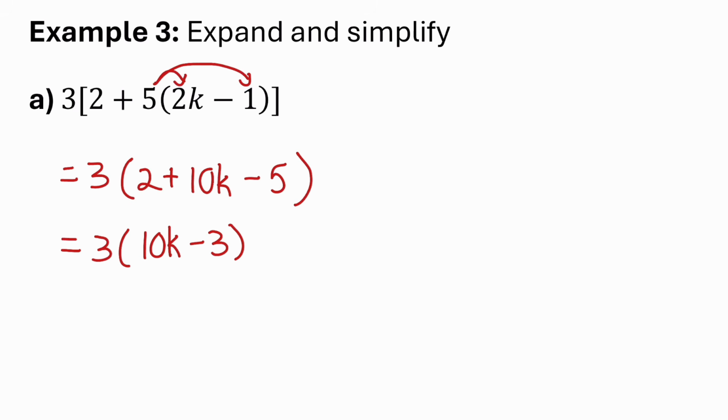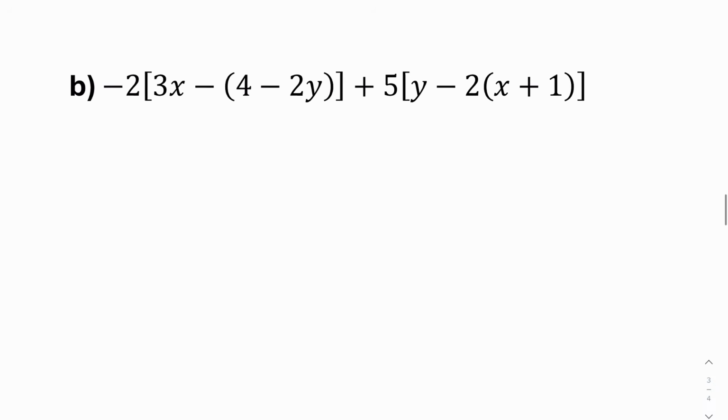And now I'll multiply this 3 by both terms inside the binomial. The 3 times 10k is 30k, and the 3 times the negative 3 is negative 9, giving me a final simplified answer of 30k minus 9. And now how about part B?